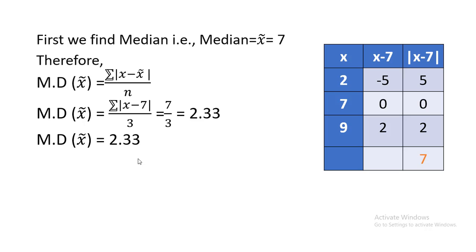I hope that you have understood how to calculate mean deviation about mean and mean deviation about median for case 1, that is ungrouped data.